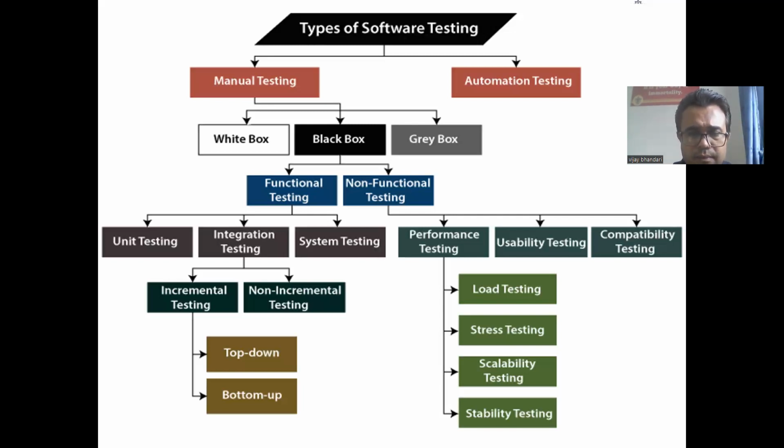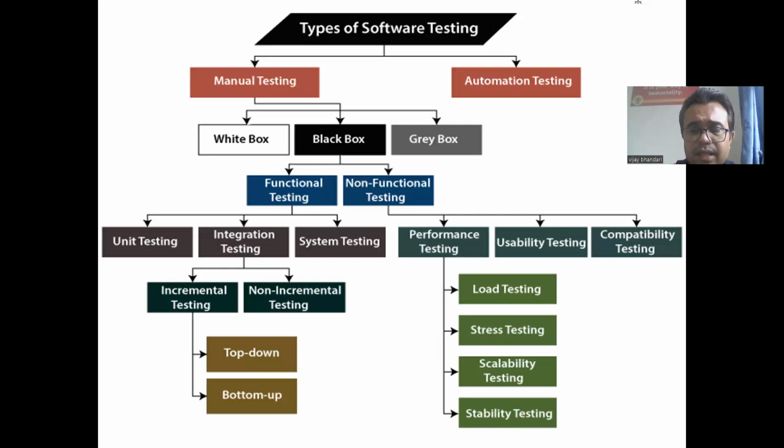Now we come to regression testing. Regression testing is a method of testing used to ensure that changes made to the software do not introduce new bugs or cause existing functionality to break. It is typically done after changes have been made to the code, such as a bug fix or new features, to verify the software still works as intended.